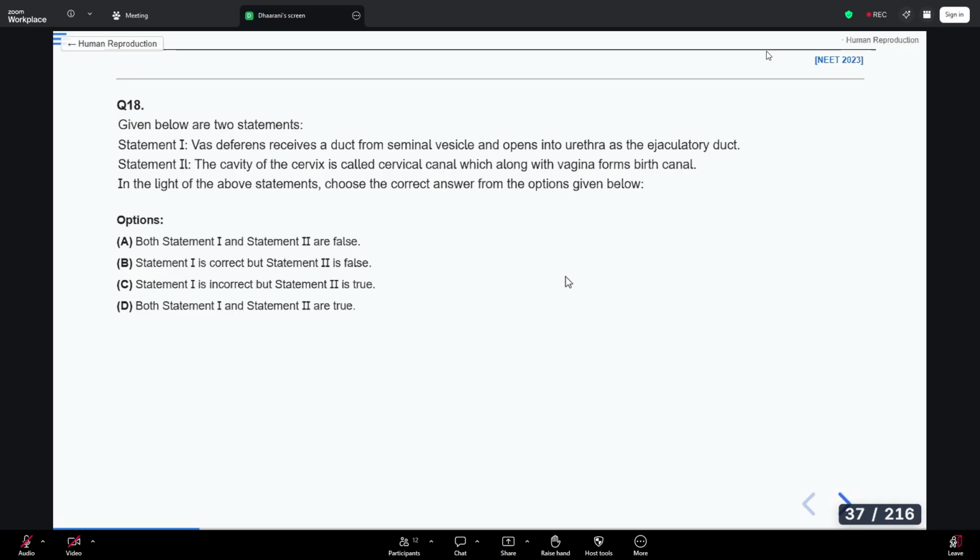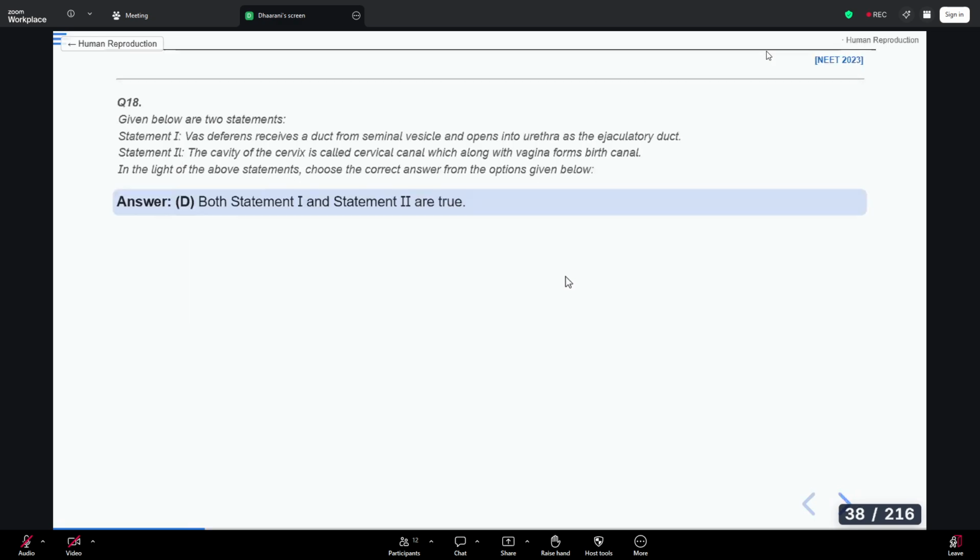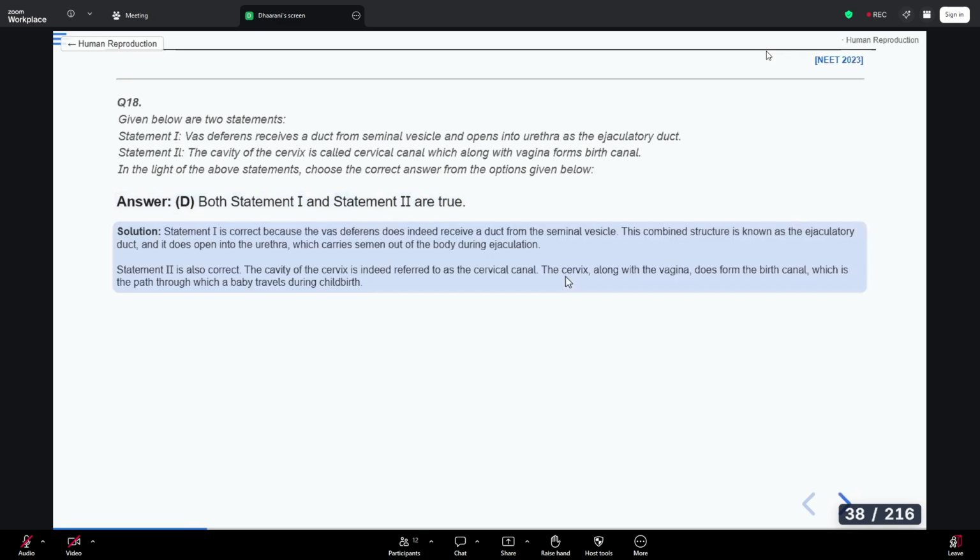Option D. Okay. Come on, guys, fast. Answer this question. Option D. Okay. I've got only two answers. Option D. Okay, Alvar. Okay, let's see the answer first. So the answer is option D. Both 1 and 2 are true.